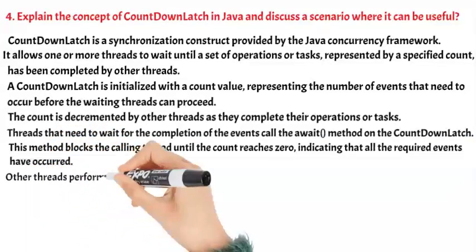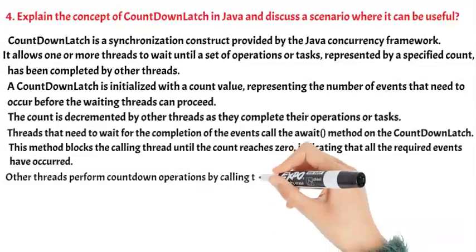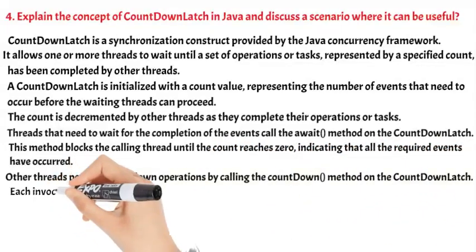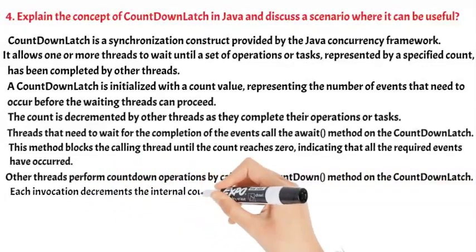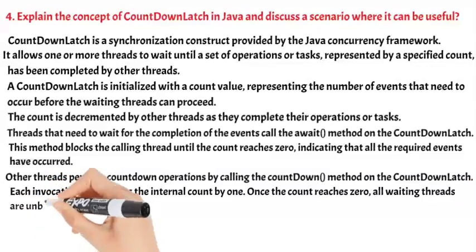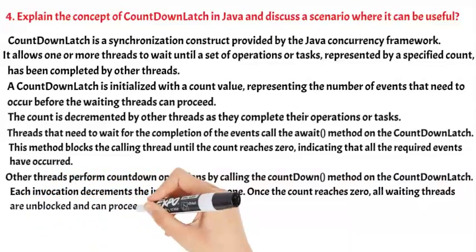Other threads perform countdown operations by calling the countDown method on the CountDownLatch. Each invocation decrements the internal count by 1. Once the count reaches 0, all waiting threads are unblocked and can proceed.